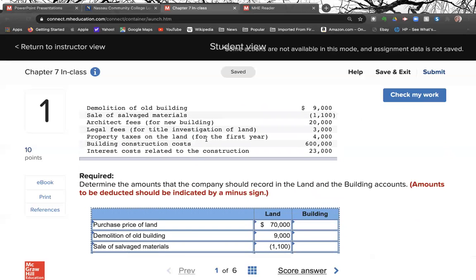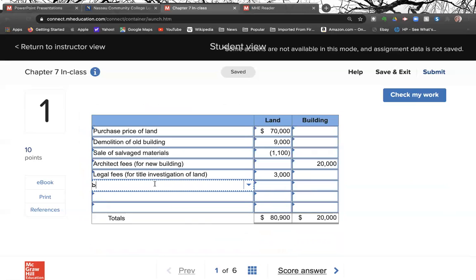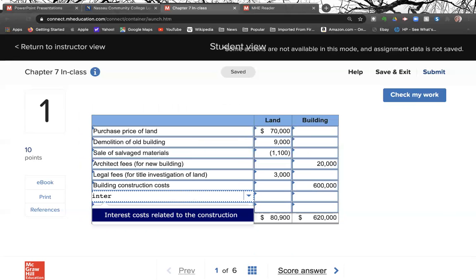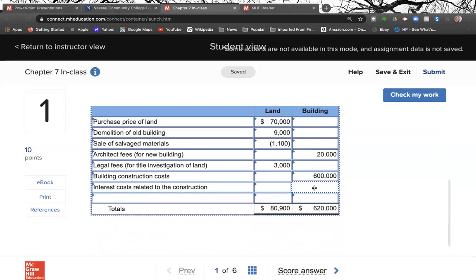Property taxes on land for the first year. We don't need to do anything with that now. If it were back taxes, we would have to add it to the land. But this is property taxes for the first year after we already acquired the land. That would be an expense. That would be property tax expense. They're not asking for that. We can ignore it. Building construction costs, $600,000. And interest related to the construction. Right, so that's how you would do that first problem that we had to do.